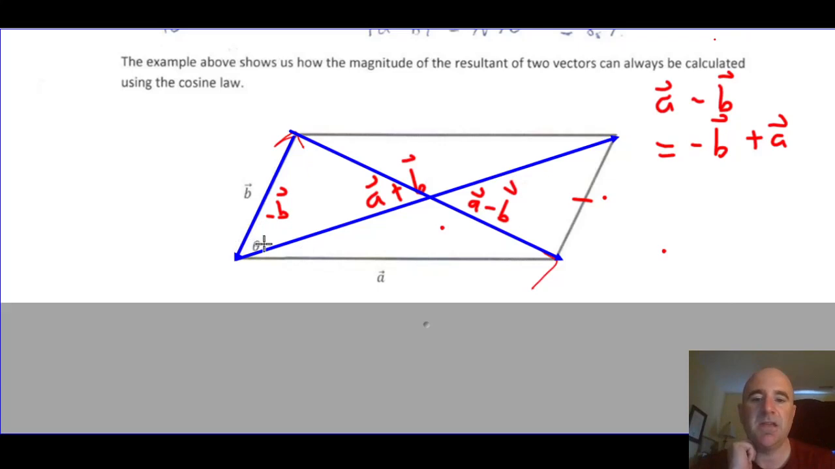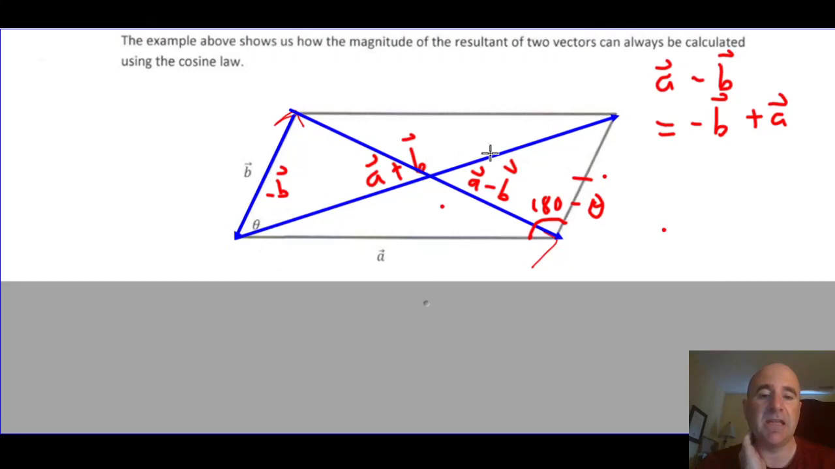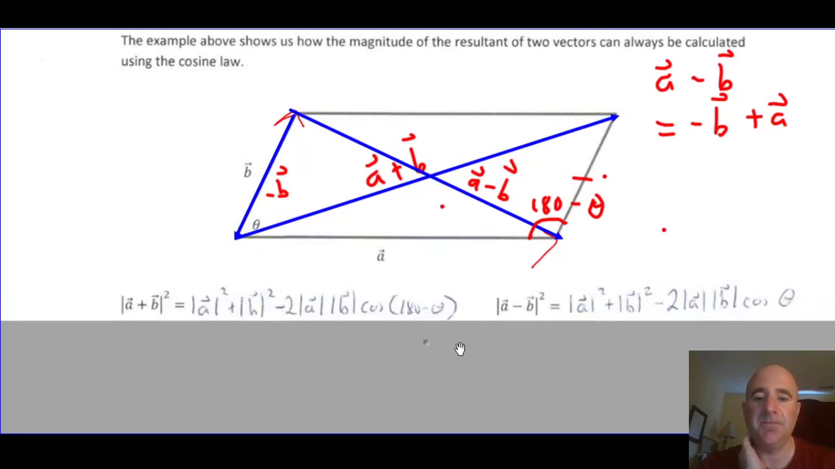We've got the angle theta, which is this angle right in here. So the angle over here is 180 take away theta. Now, to figure out the length of A plus B, or the magnitude of A plus B, just look at the right. To figure out the magnitude of A plus B, we use the cosine law: A squared plus B squared minus 2AB times the cosine of 180 minus theta. So what I'm doing there is, sorry, that's 180 minus theta.